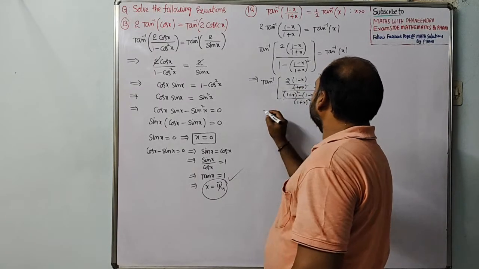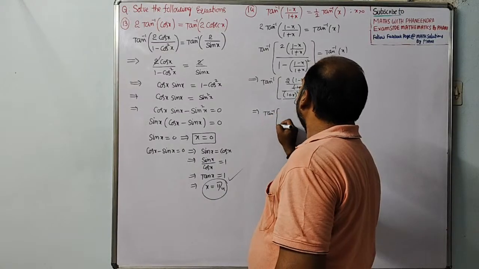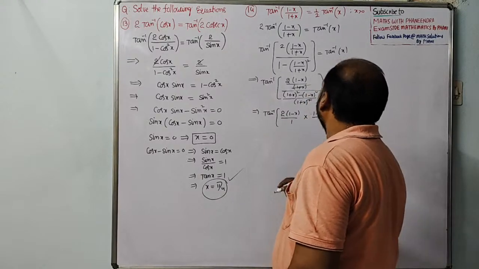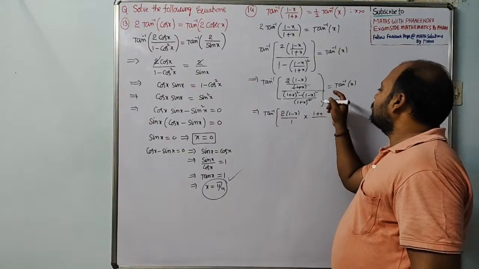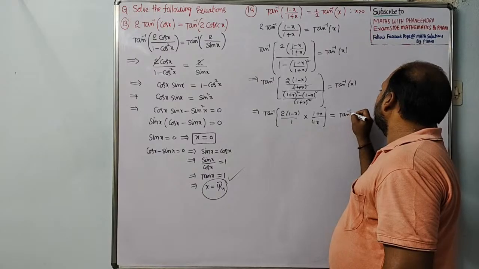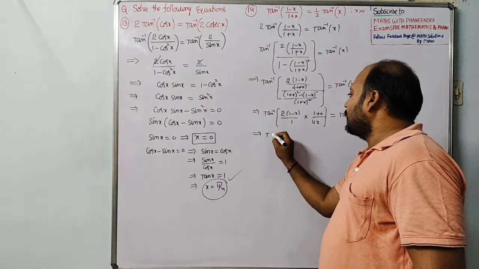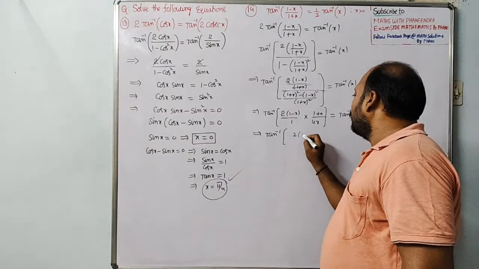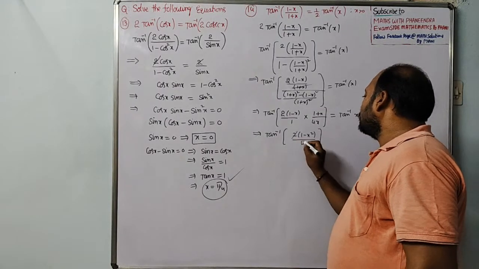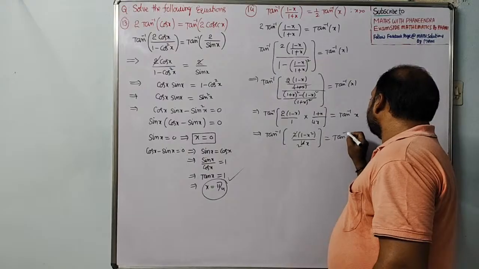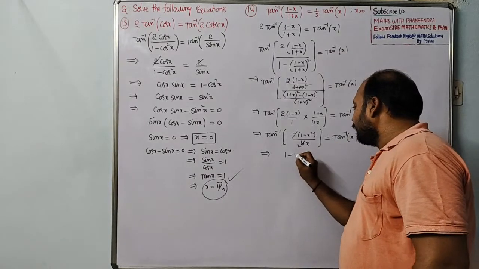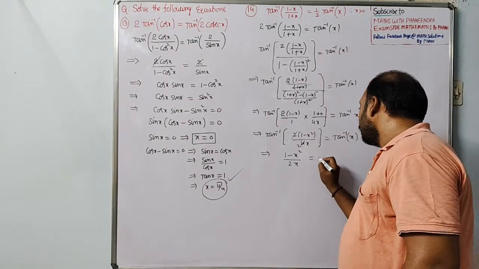So one of the 1 plus x cancels. So you will get tan inverse of 2 into (1 minus x) into (1 plus x) by, this is (a plus b) whole square minus (a minus b) whole square, which is 4ab. So 4 into x is equal to tan inverse of x. More simplification here: tan inverse of 2 into (1 minus x square), a plus b into a minus b, by 4x. 2 ones, 2 twos. Tan inverse of x. Comparing the values, the bracket values we are comparing: (1 minus x square) by 2x is equal to x.